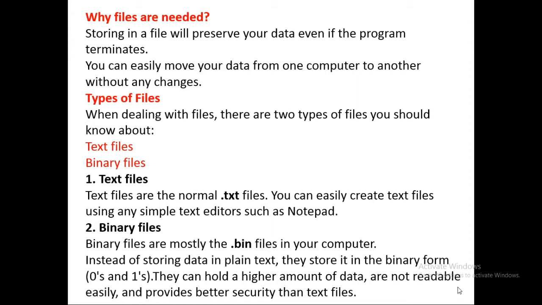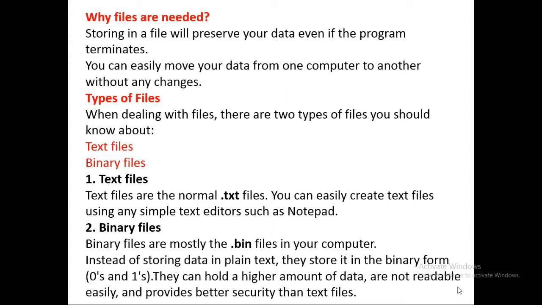Text files are the normal .txt files. I think I already mentioned file extensions, right? .txt means text files, .c means C files, .cpp means C++ files. Suppose you have a DOC document file, a DOCX file format, or an exe executable file format. These are called file extensions. That is what falls under text files.